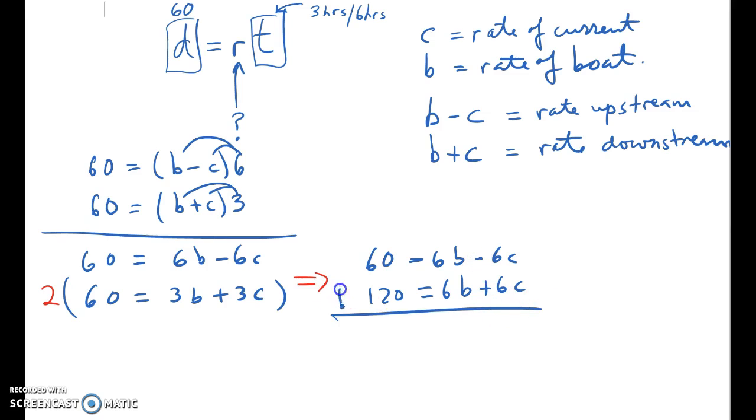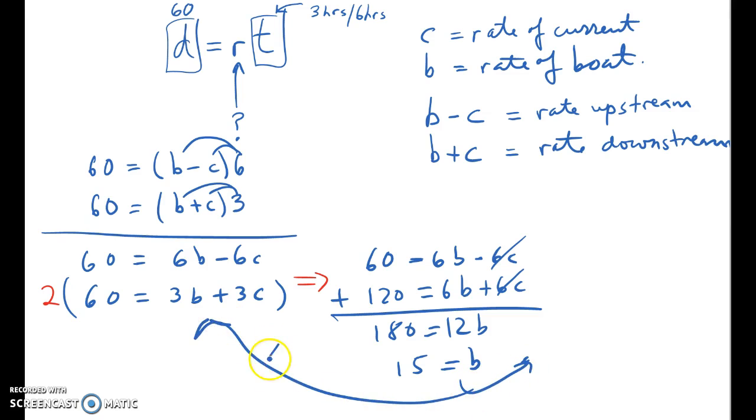So now when we add these together, the c's will cancel out, and you'll get 12b will equal 180. So therefore b would equal 15. And then I'm going to let you do the last part of it, because actually my computer is running out of batteries, where you would substitute this back into one of the equations, anywhere you want. And you can solve for C, and that should give you your answer.